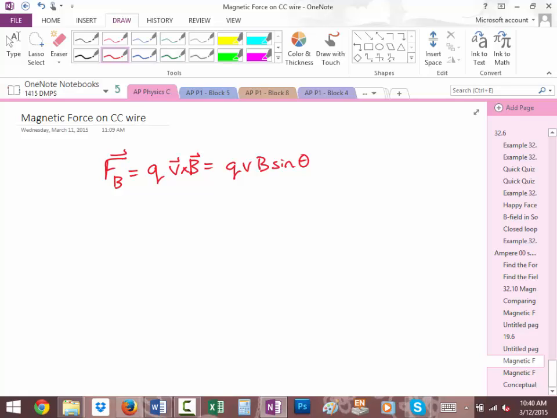That charged particle, if there are a bunch of them in a wire, we could call that a current. So if we just think about definitions here, we know that I equals q per time, or we could write that as q equals I times time. And we also know that v is equal to some distance over time. So instead of writing q, I'm going to write this thing. And instead of writing v, I'm going to write this thing.